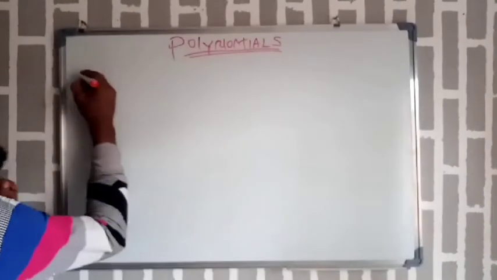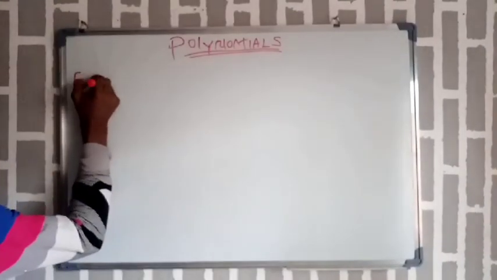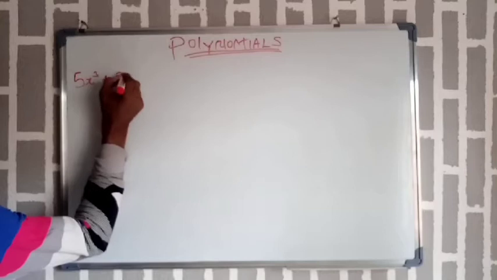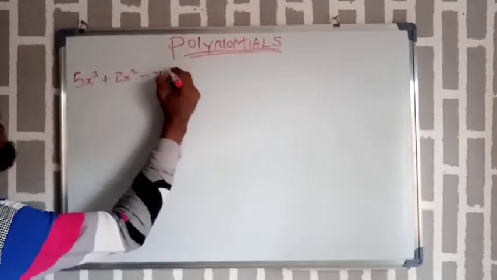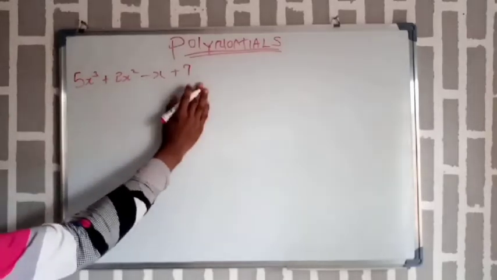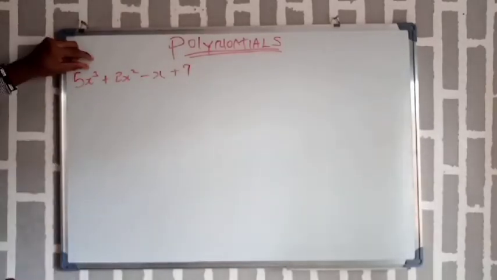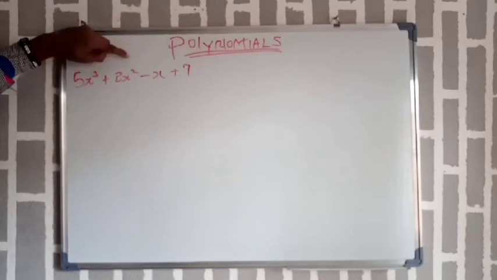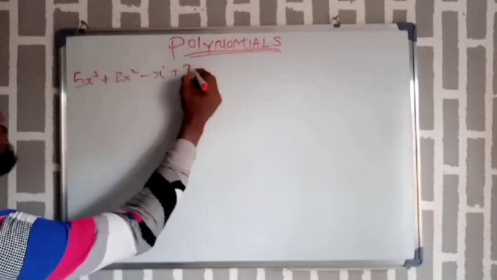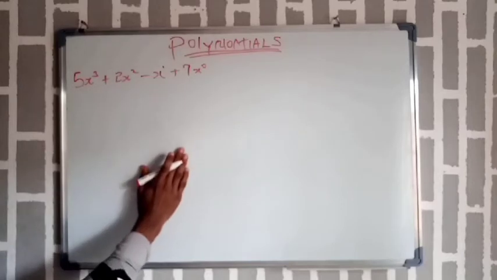Like, for example, 5x cubed plus 2x squared minus x plus 7. This is an example of a polynomial. If you check well, these are in descending order. This is x raised to the power 3, x raised to the power 2, x raised to the power 1, x raised to the power 0.